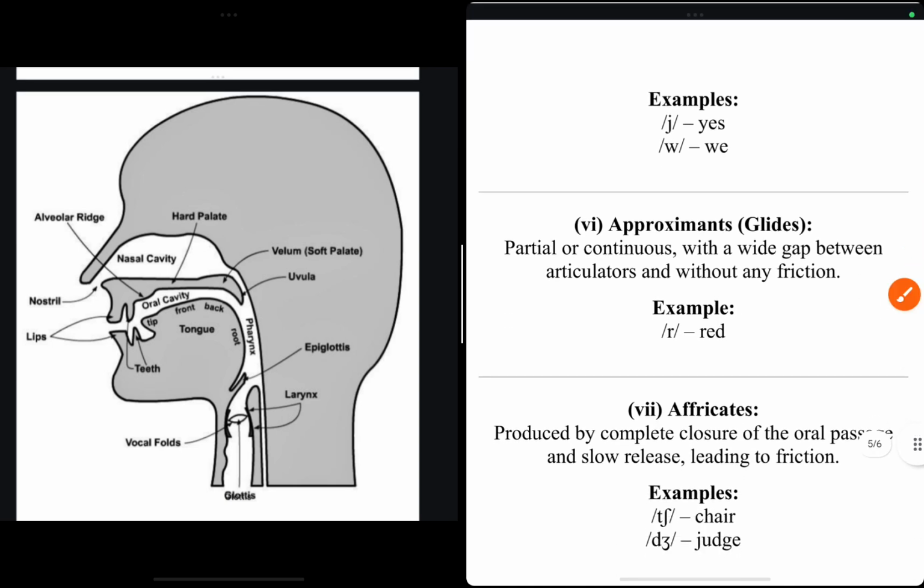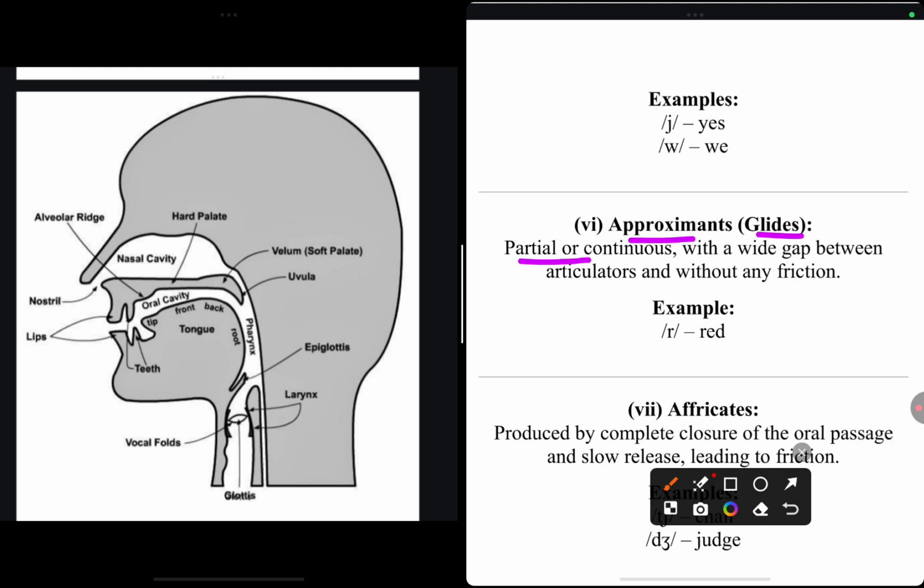Now comes the sixth one, approximants or glides. How does this happen? Partial or continuous, with a wide gap between articulators and without any friction. In this also there is no friction involved. Red. You will come to know there is no friction in the mouth.